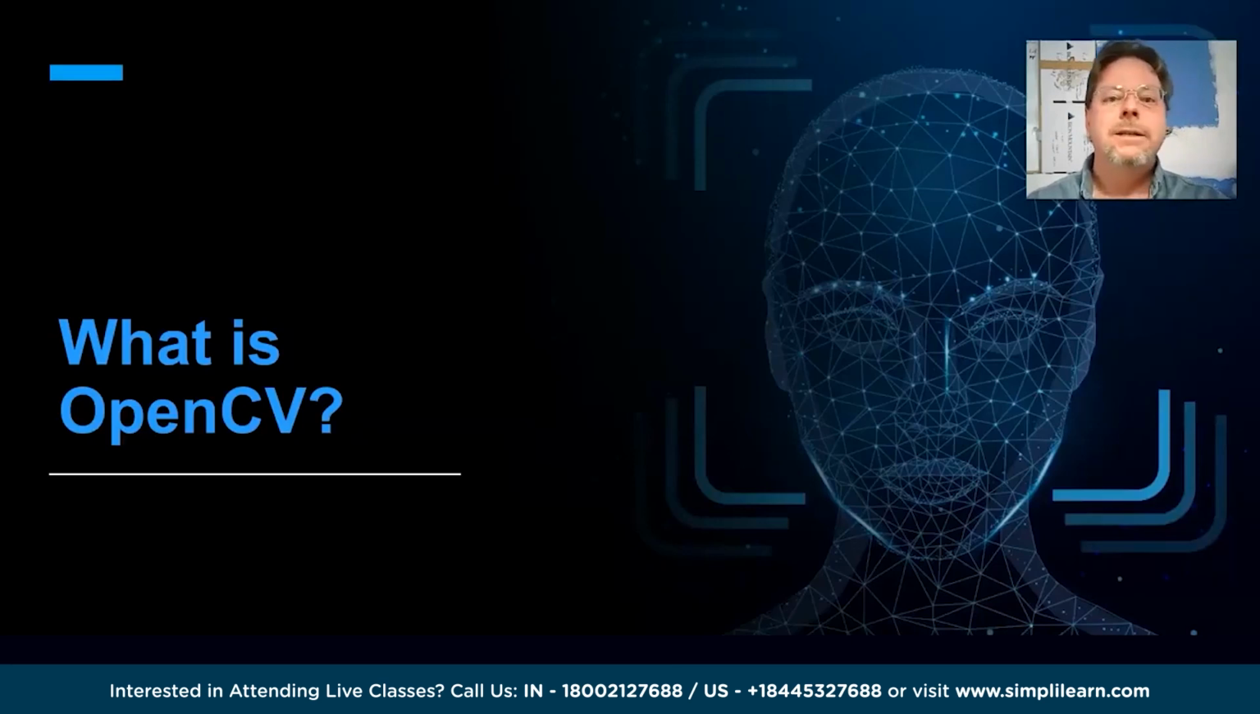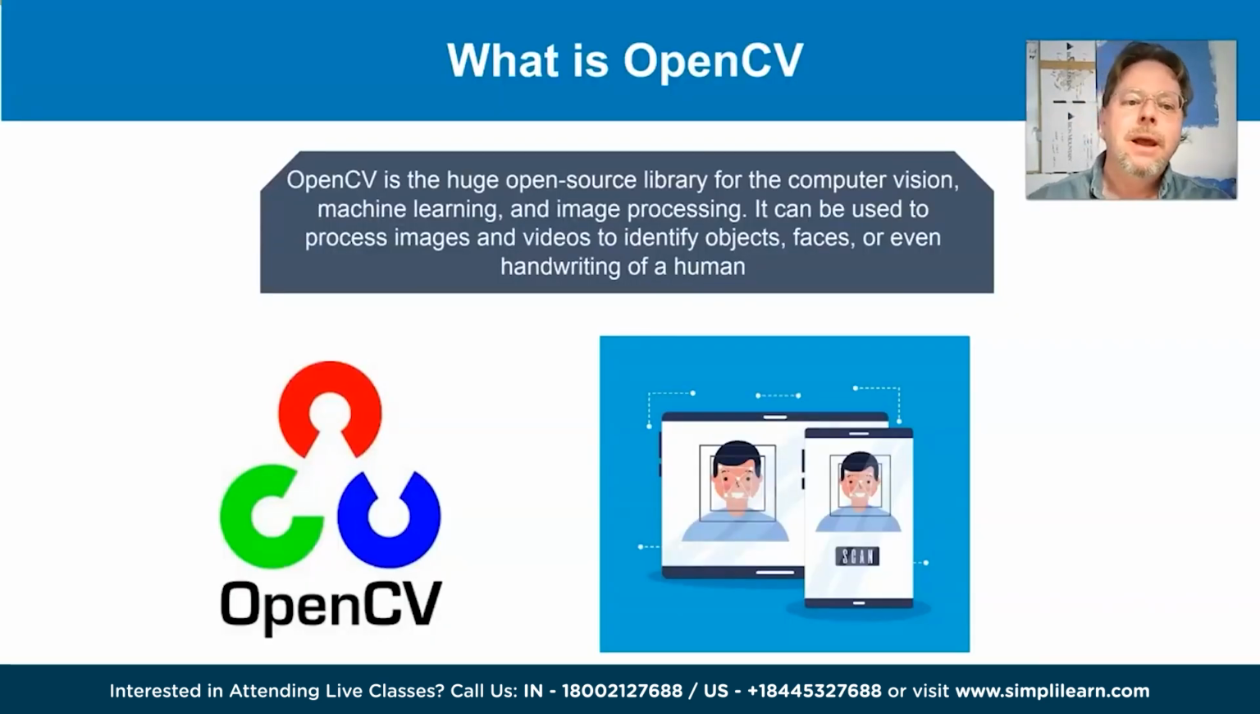So what is OpenCV? OpenCV is a huge open source library for computer vision, machine learning, and image processing. It can be used to process images and videos, to identify objects, faces, or even handwriting of a human. And one of the cool things is the OpenCV project is outside of Python, but it has a high integration with Python. So you can use it in other programming languages. You're not set to just Python with it. And it has a huge community behind it, which is really nice. That's what makes the OpenCV project so great.